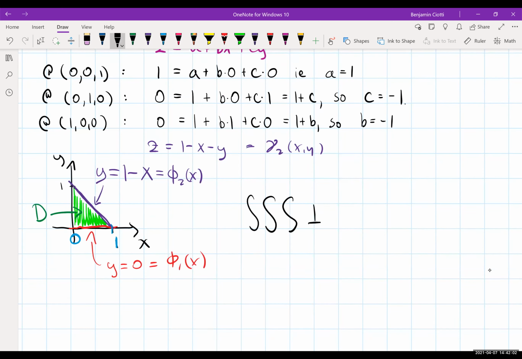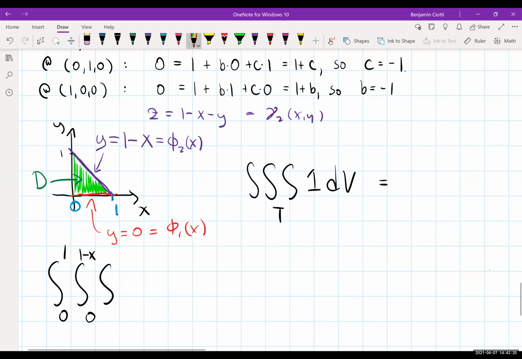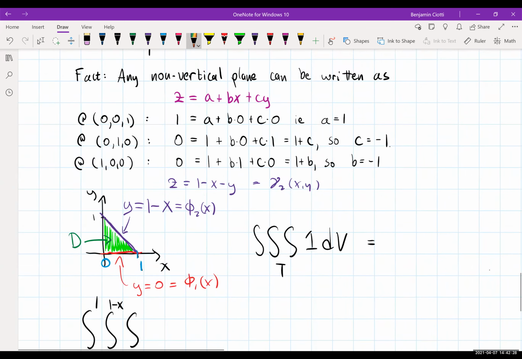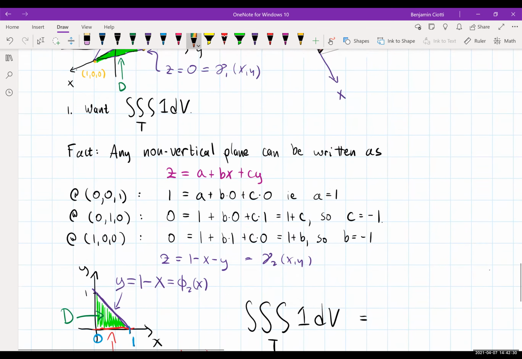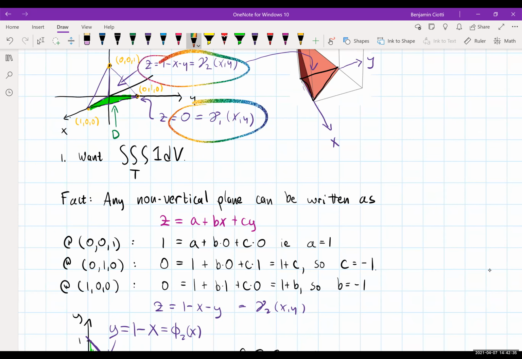The triple integral of 1 dV over the tetrahedron will be, let's see, x goes from 0 to 1. Y goes from phi1 to phi2, so that's from 0 to 1 minus x. And z, well, we figured out that it goes from 0 to 1 minus x minus y.